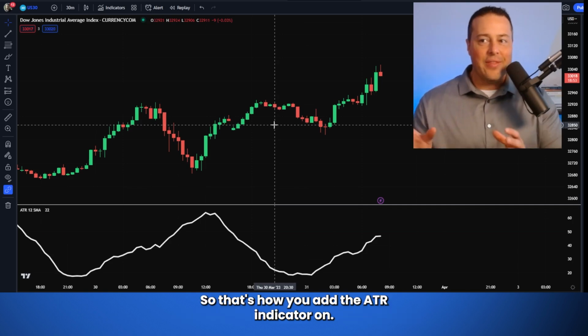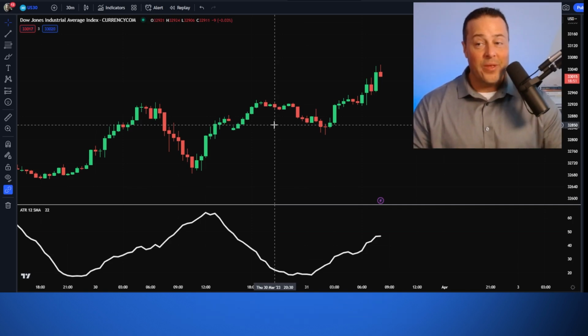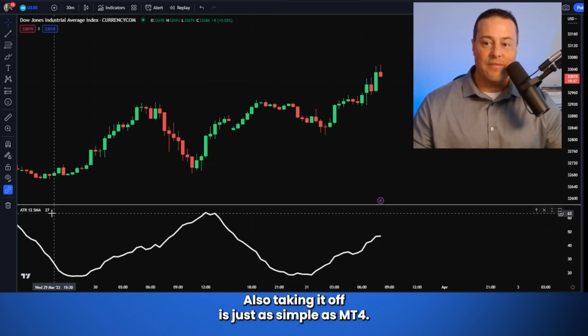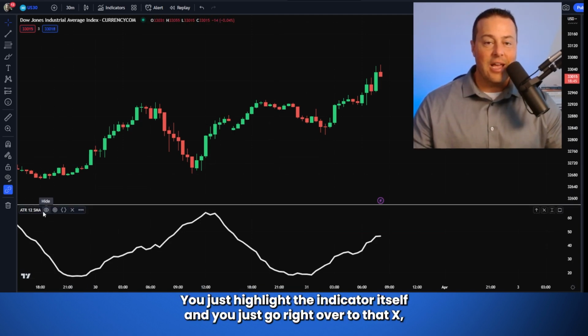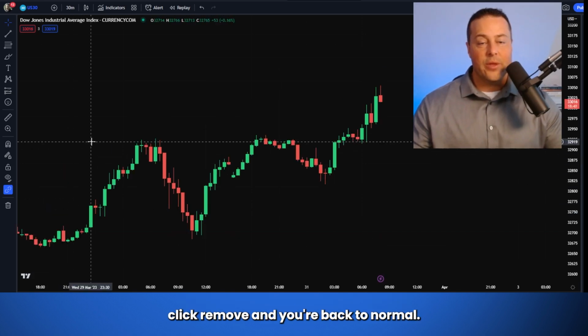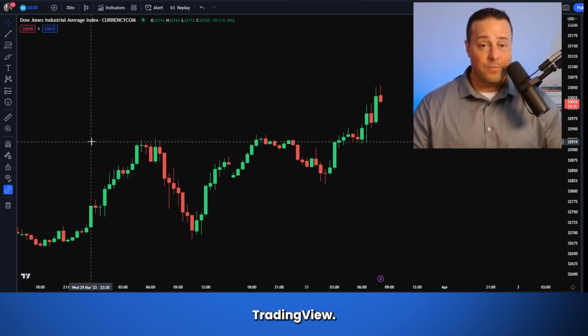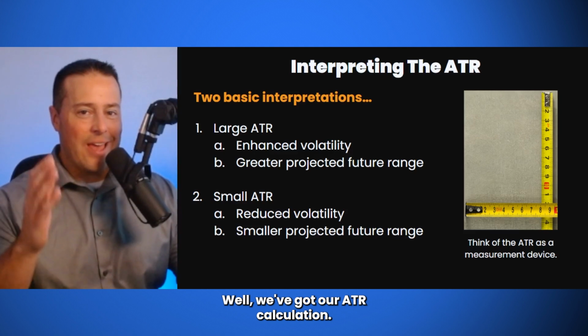So that's how you add the ATR indicator on TradingView. Relatively simple to do. Also, taking it off is just as simple as MT4. You go down here, you just highlight the indicator itself, and you just go right over that X, click remove, and you're back to normal. So that's the form and functionality of the ATR on TradingView.